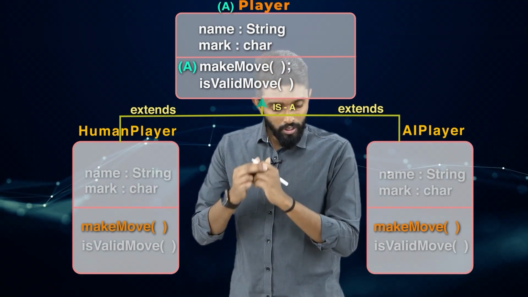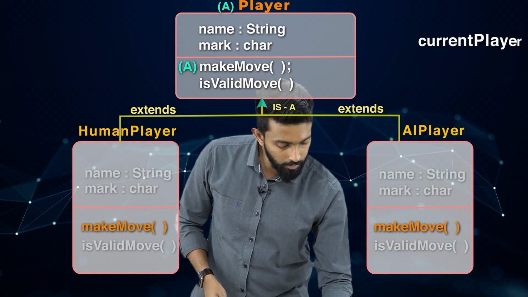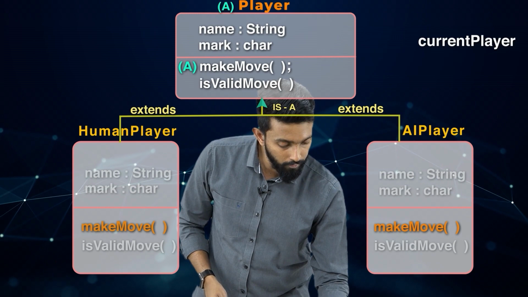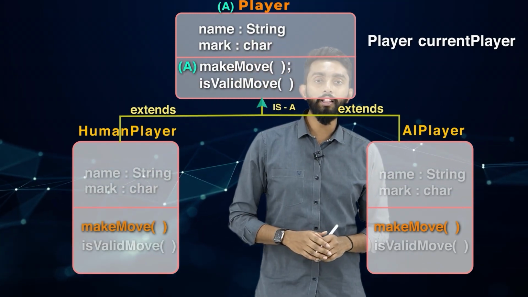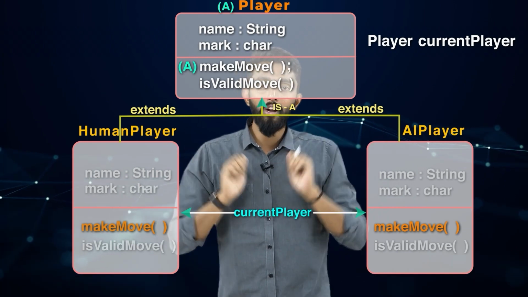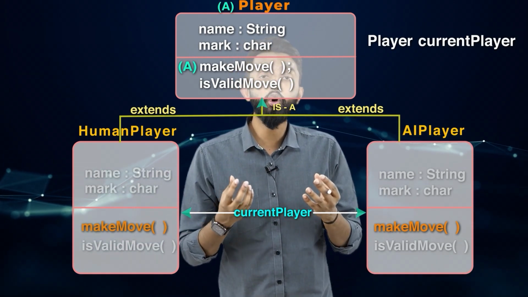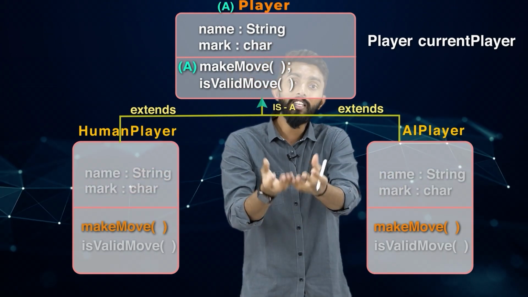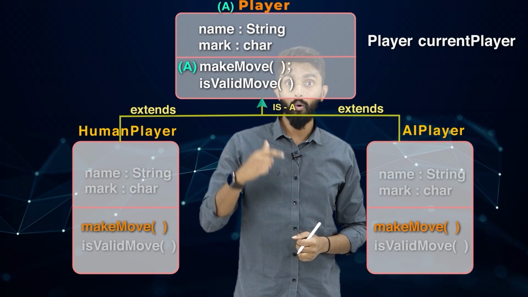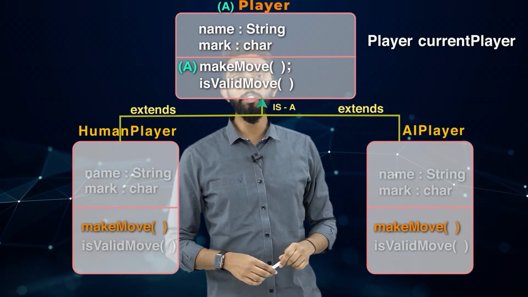Okay. Now the advantage is, if in case I create current player and the type of it is player, parent type reference can point to child objects, both human player as well as AI player, because this is called loose coupling. What we had in our project is tight coupling. I hope you're able to see how to use the concepts. Anyways, how do we implement this within the code?